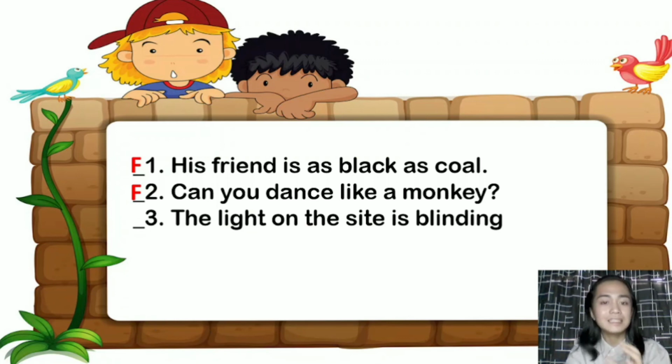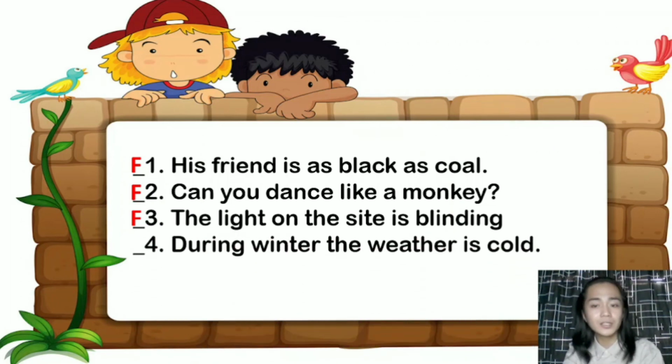The third one. The light on the side is blinding. What is the answer? Very good. It's figurative language. Kasi yung the light on the side is blinding daw. Okay? The fourth one. During winter, the weather is cold. So what is the answer? Very good. The answer is literal language. Kasi during the winter, the weather is cold. Tama nga naman. Every winter, yung weather cold.